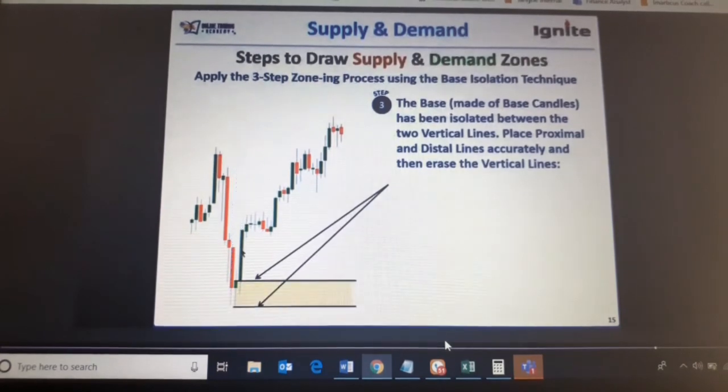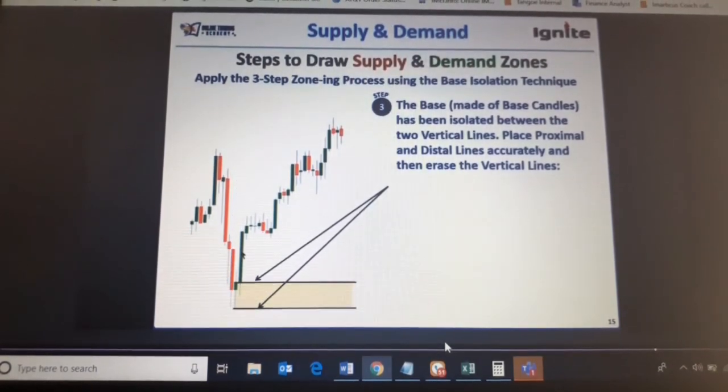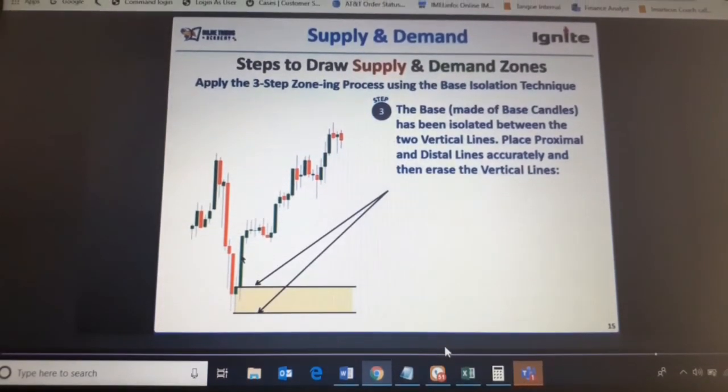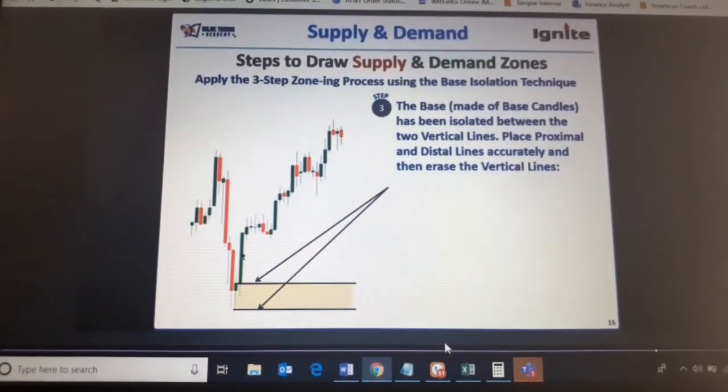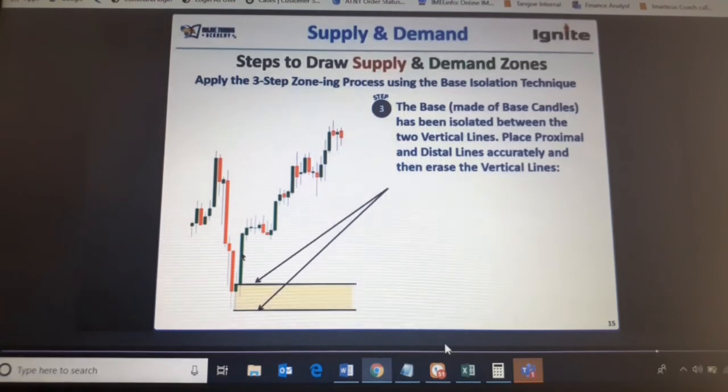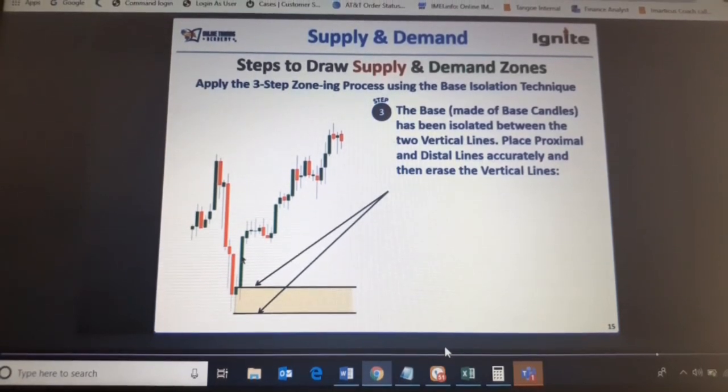Now the third step: the base made of base candles has been isolated between the two vertical lines. So between the two vertical lines, that base has been isolated. Now place proximal and distal lines accurately and then erase the vertical lines. So once you mark your proximal and distal lines, you erase the vertical lines.